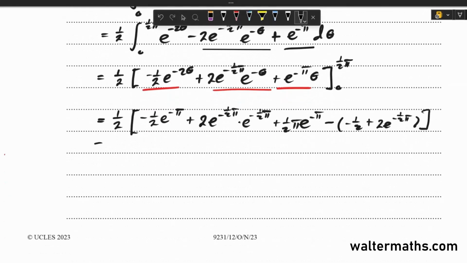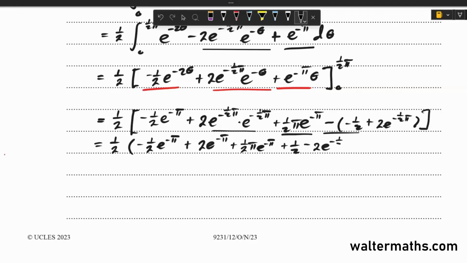Right. So we have a half, and we have minus half e to the minus pi. Then if we multiply this 2, we add up the powers and we get e to the minus pi. So that's plus 2e to the minus pi. This part is the same, so it's plus half pi e to the minus pi. And here that's going to be plus a half and minus 2e to the minus half pi. So this is what we have right here.